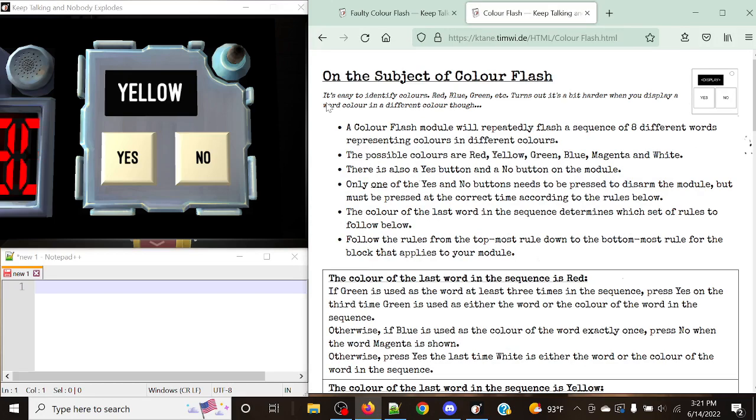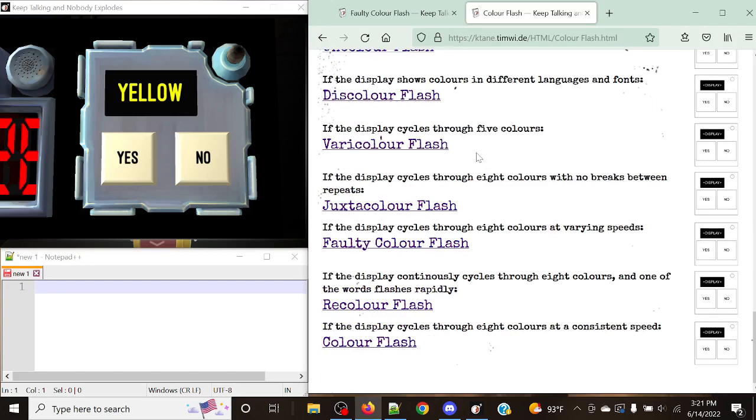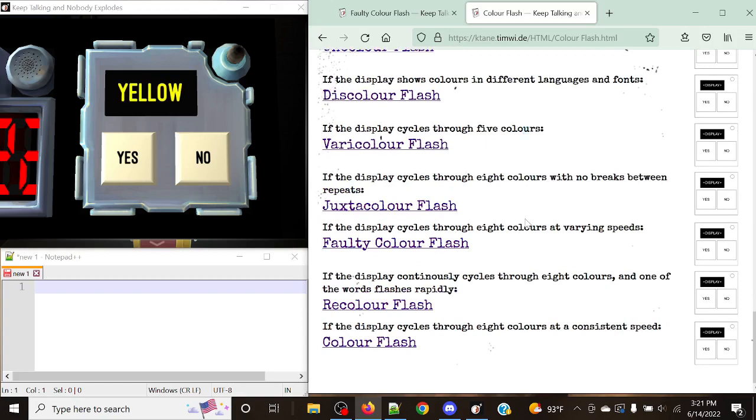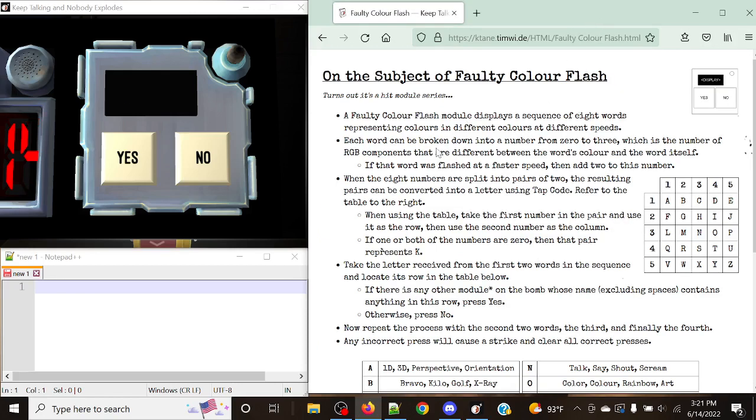There is indeed going to be 8 different words present. This is not like color flash, where there's only going to be 5. It's going to be the exact same amount as color flash. However, the catch is that if the display cycles through 8 colors at varying speeds, then this is going to be faulty color flash. So this is exactly what we're looking at here.